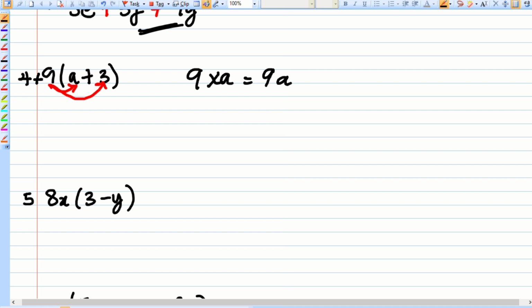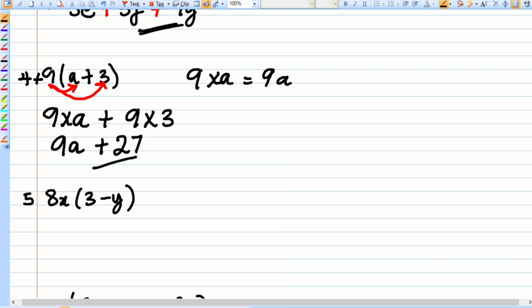So let's do that. This simply means 9 times a plus 9 times 3. That's what it simply means. So this is how to simplify. 9 times a is 9a, plus 9 times 3 is what? 27. And then we've simplified this question. So we go to the next one.